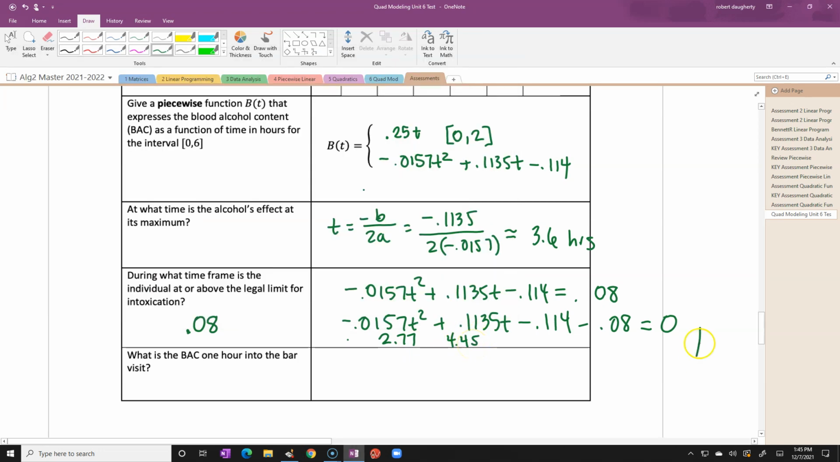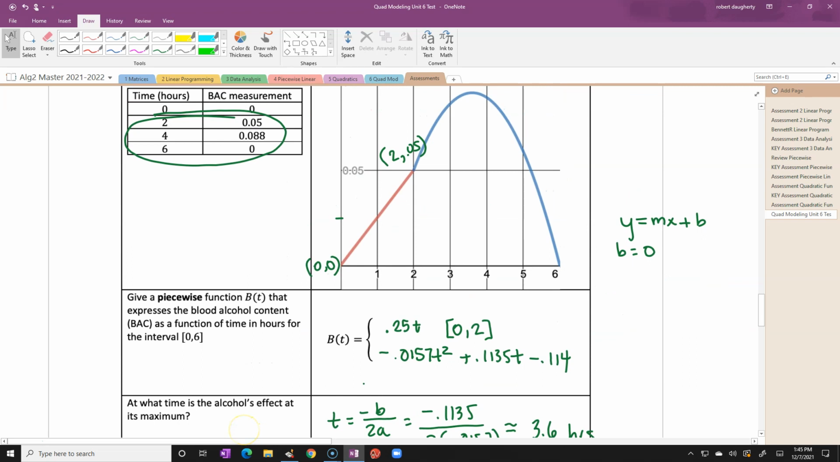So what's happening here is you've got a parabola that does this. Here's 0.08. It tells you you're above the intoxication limit between 2.77 and 4.45 hours. What is the blood alcohol content 1 hour after you walk into the bar? Well, 1 hour after you walk into the bar, that's half of 0.05, so that is 0.025.